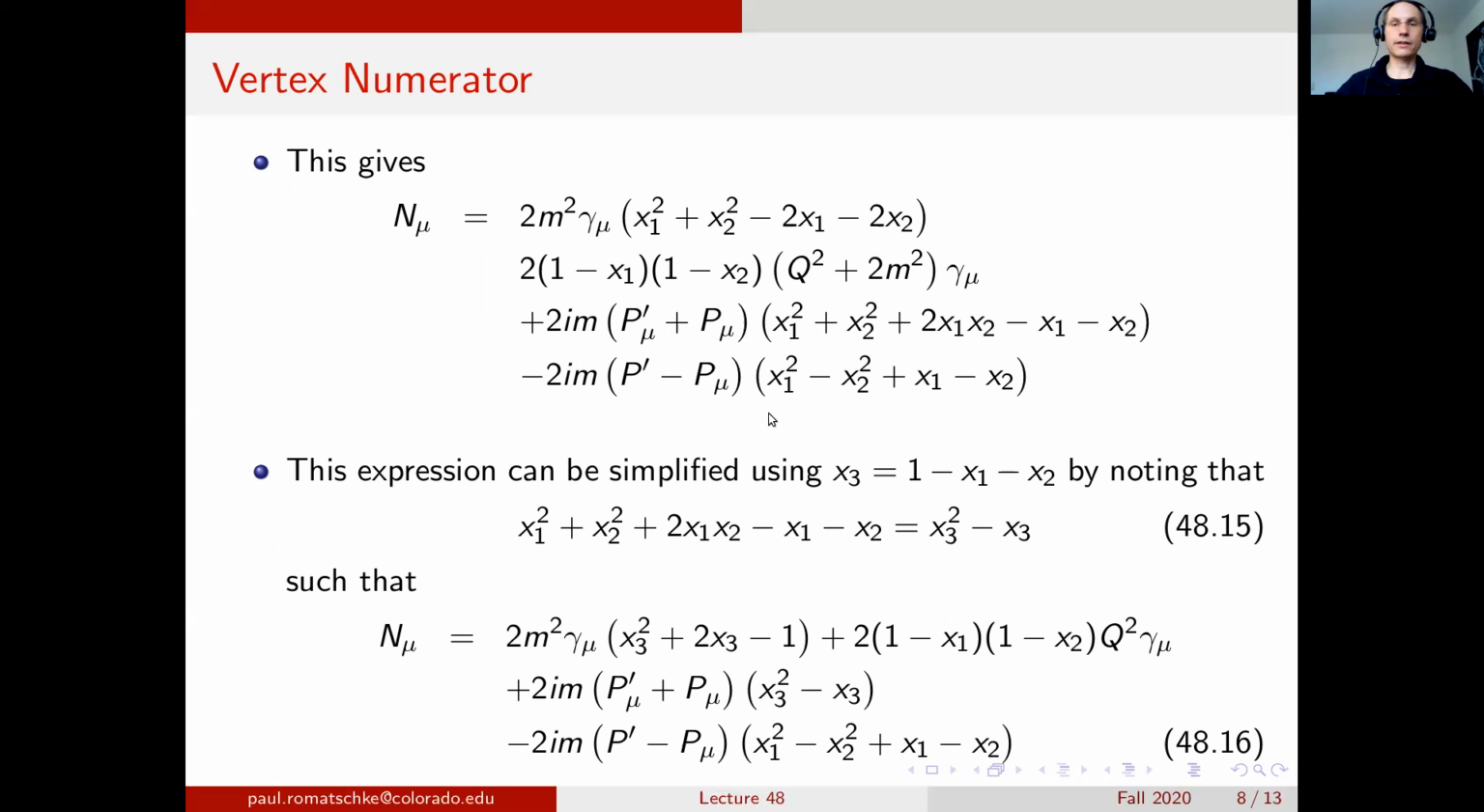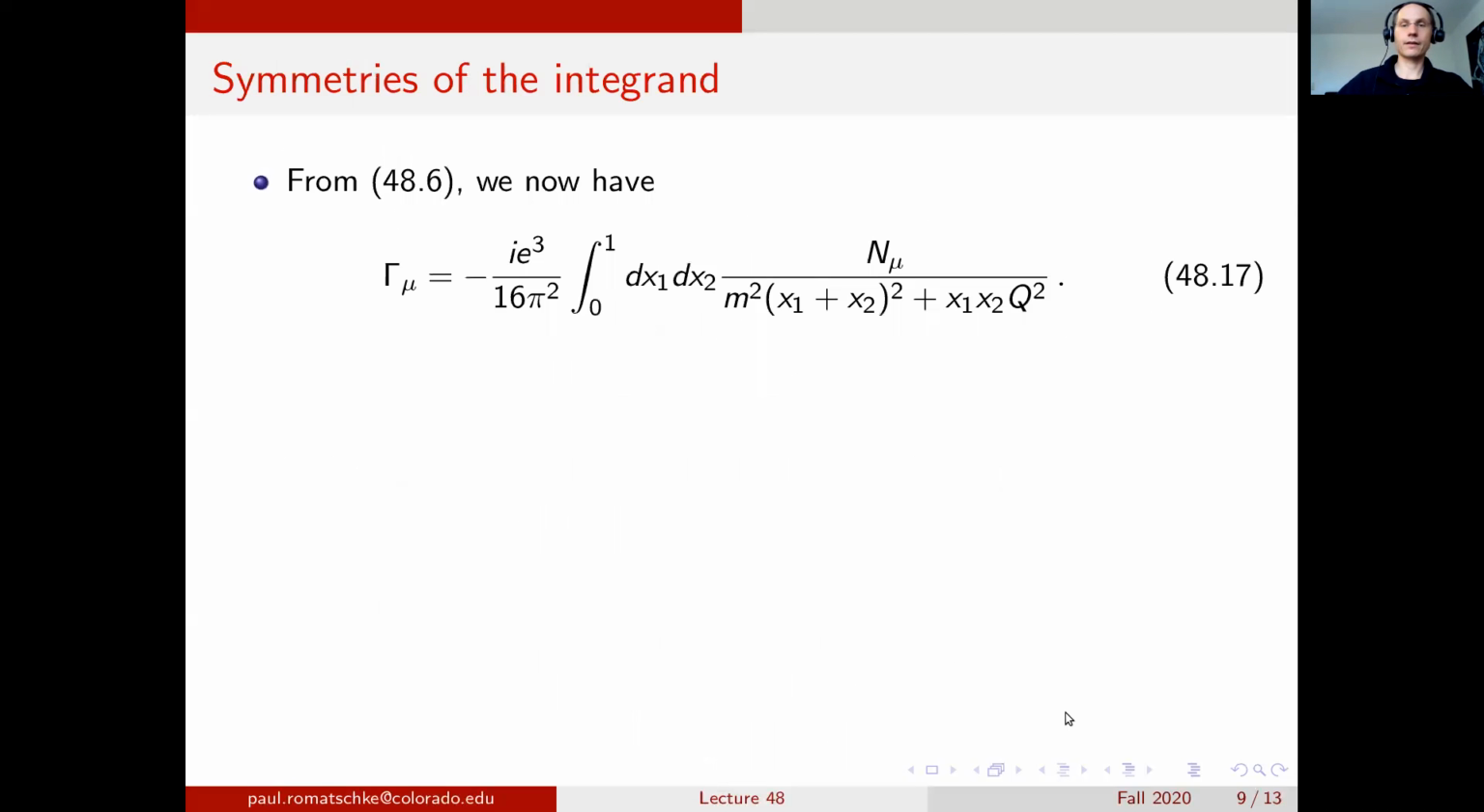Next, we can simplify this expression further by noting that, if we remember, there was this third Feynman parameter x3, which you can write as 1 minus x1 minus x2. And that's useful because it turns out that this complicated expression here that's multiplying P prime plus P is actually simple when we express it in terms of x3. So we can write it as x3 squared minus x3. So if we do this, then the numerator has a simpler form.